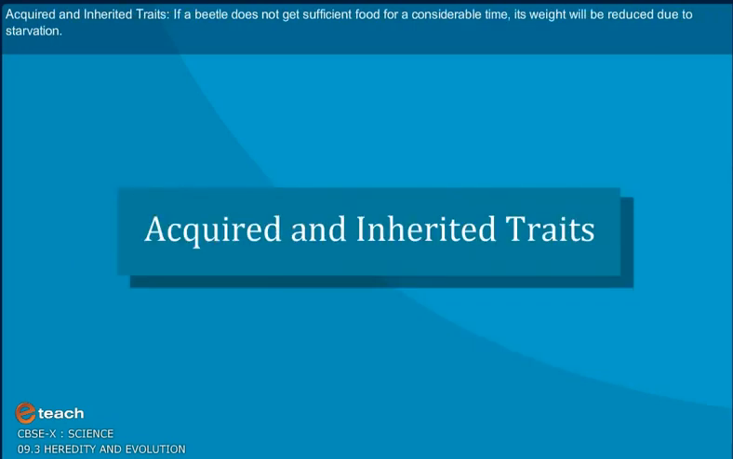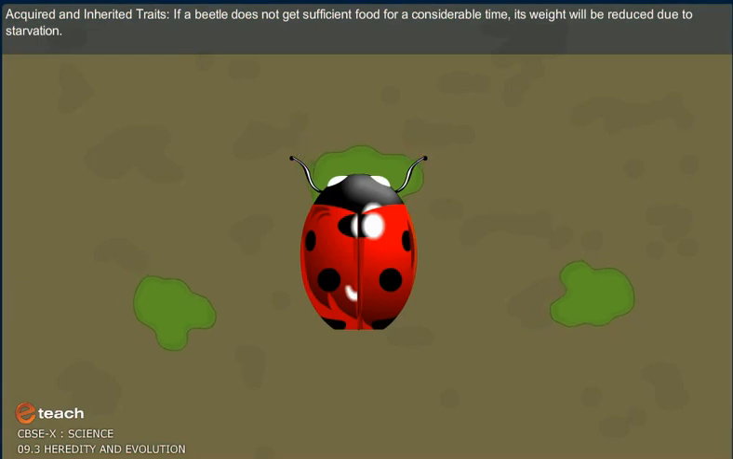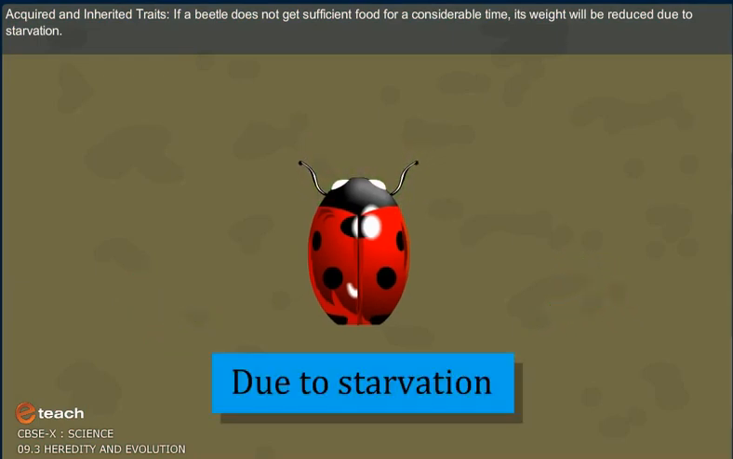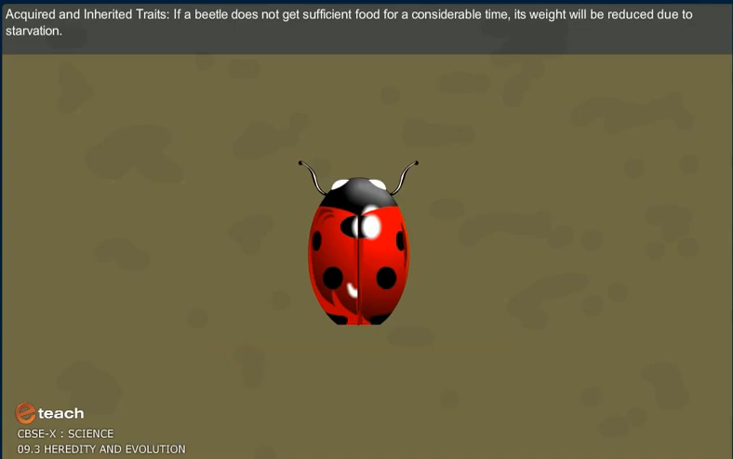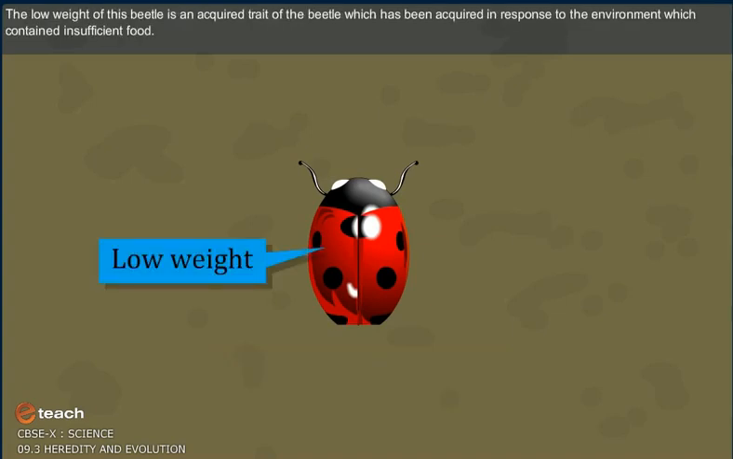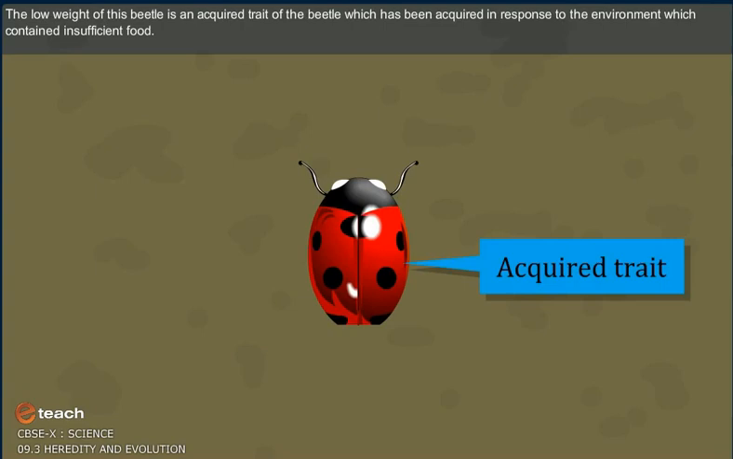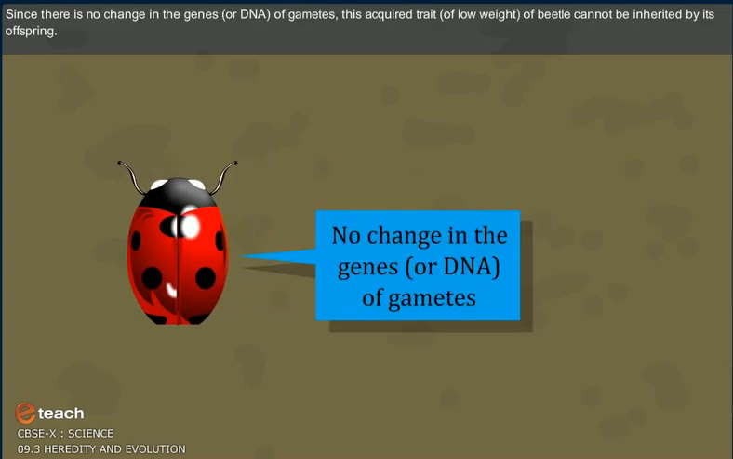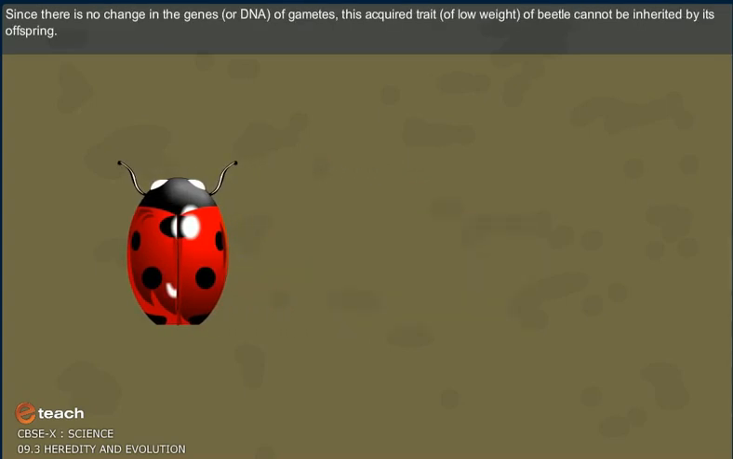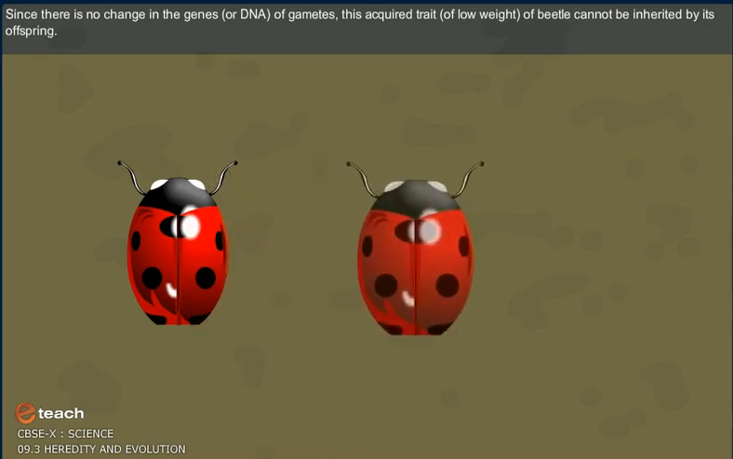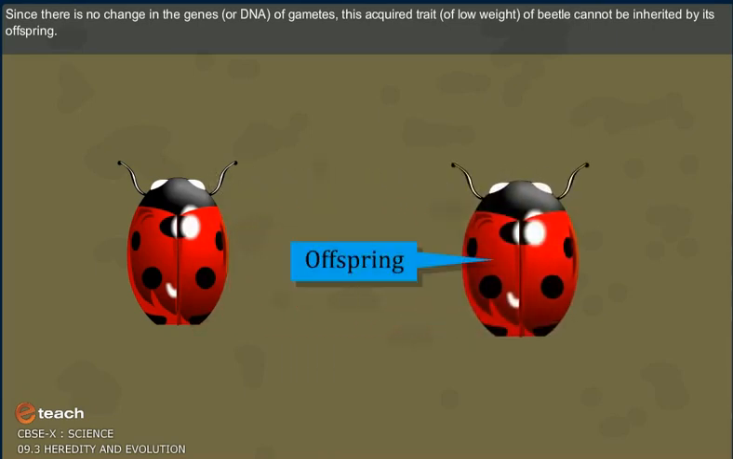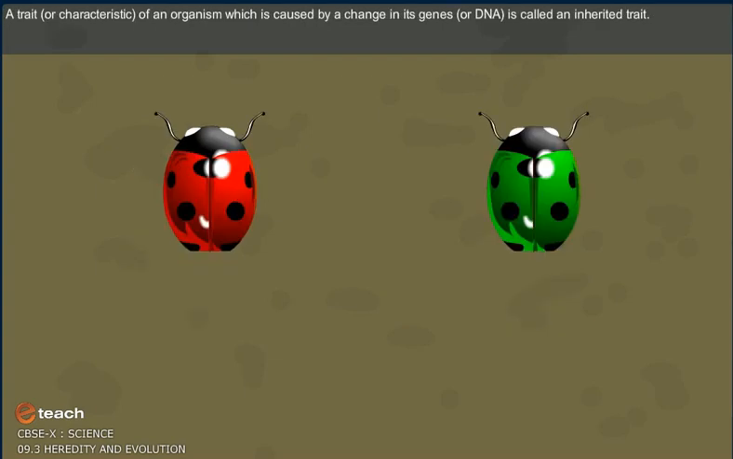Acquired and inherited traits. If a beetle does not get sufficient food for a considerable time, its weight will be reduced due to starvation. The low weight of this beetle is an acquired trait of the beetle which has been acquired in response to the environment which contained insufficient food. Since there is no change in the genes or DNA of gametes, this acquired trait of low weight of beetle cannot be inherited by its offspring.